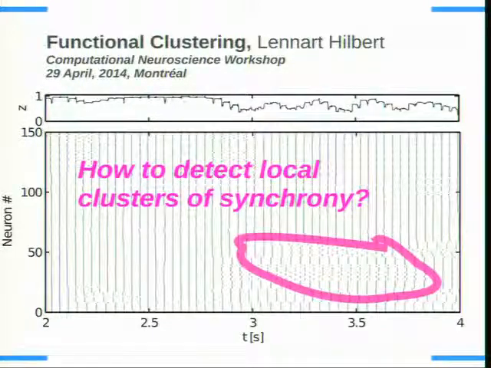Okay, so if I want to talk about clusters, the method I'll be introducing is hierarchical clustering. So I'm first going to talk about how hierarchical clustering in general works, and then how we take this to the functional clustering of these raster plots.